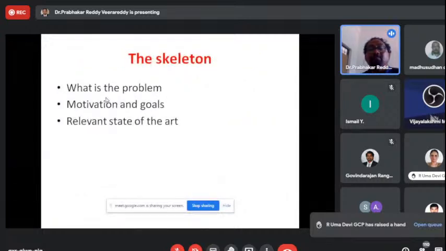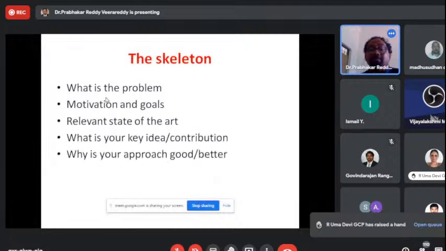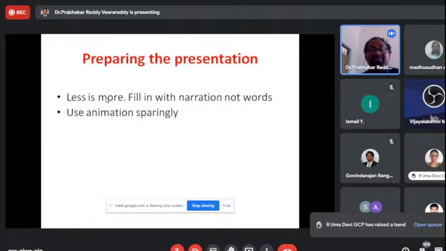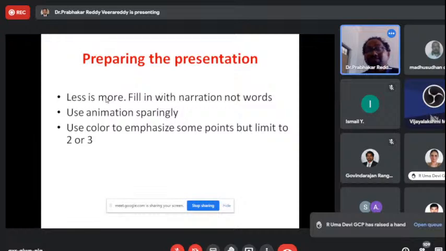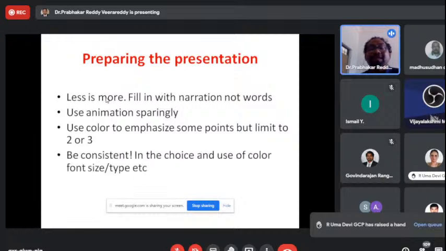What is the problem? Motivation and goal. Relevance to the audience. What is your key idea and conclusion? Why is your approach good? What I just said, what I want to do next. So less is more. Fill in with pictures, not words. Use animation sparingly. Use colors. Generally, black and white, always remember. Don't go for other sizes.